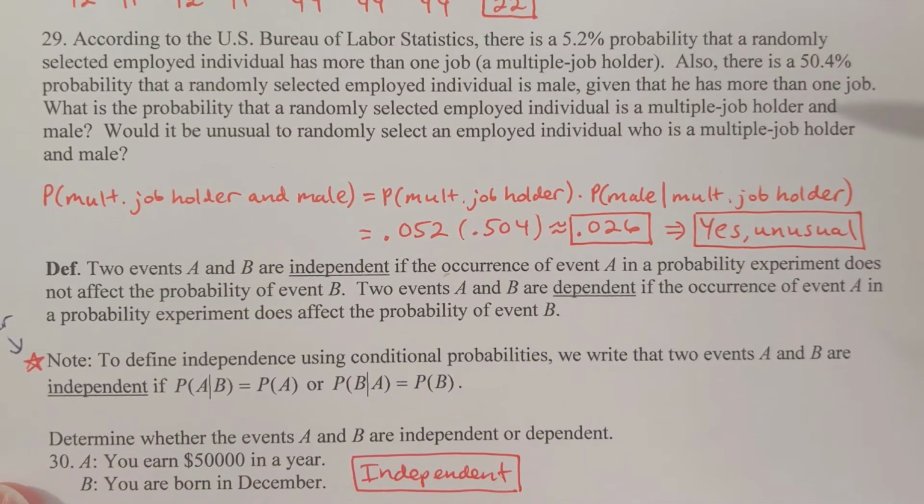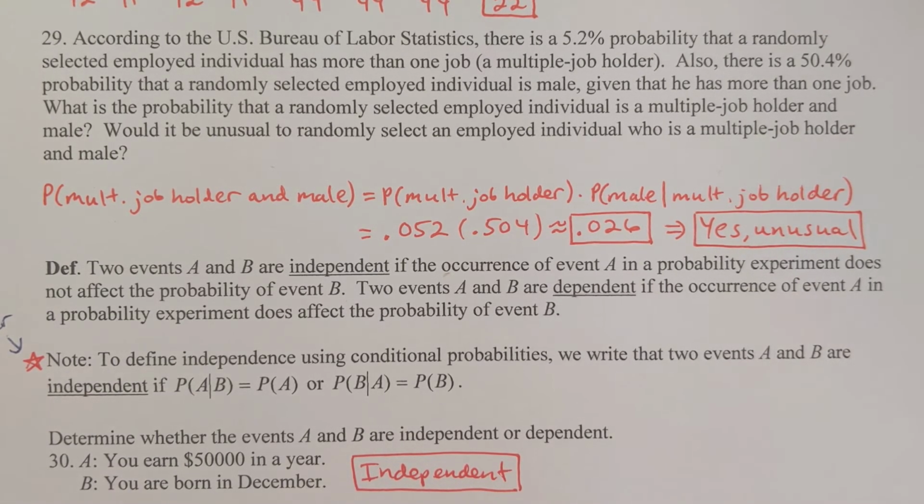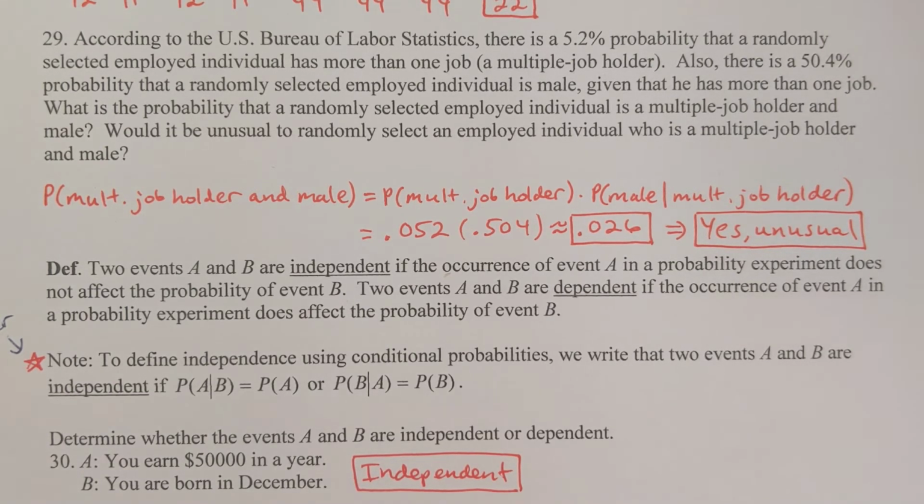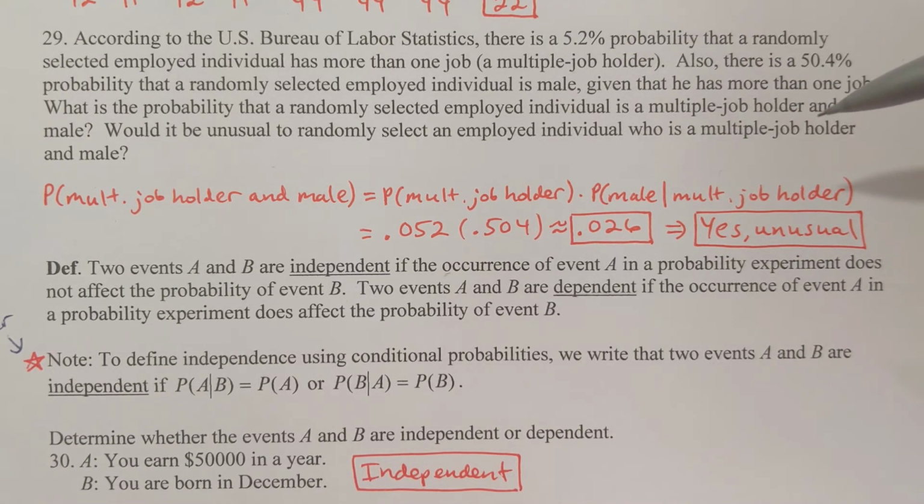Problem 29 says, according to the Bureau of Labor Statistics, there's a 5.2% probability that a randomly selected employed individual has more than one job, that's a multiple job holder. Also there is a 50.4% probability that a randomly selected employed individual is male given that he has more than one job. What is the probability that a randomly selected employed individual is a multiple job holder and male? Would it be unusual for this to occur?